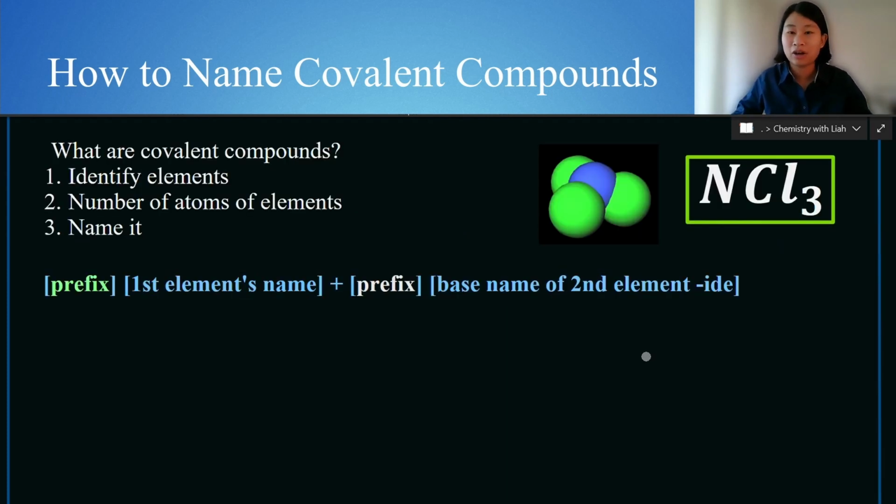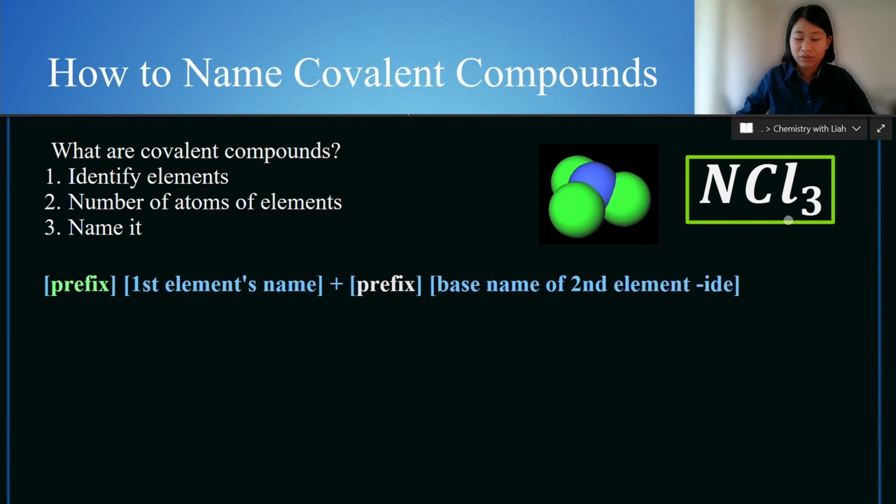Now, what are covalent compounds? Well, in chemistry, they're going to be the ones that are made up of nonmetals. So you're going to have two nonmetals bonded together, and they're going to be covalent compounds. And just be aware, covalent compounds are also called molecular compounds. They both mean essentially the same thing, that both are made of nonmetals only.